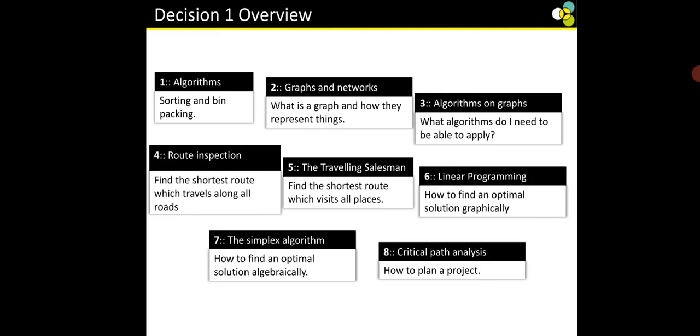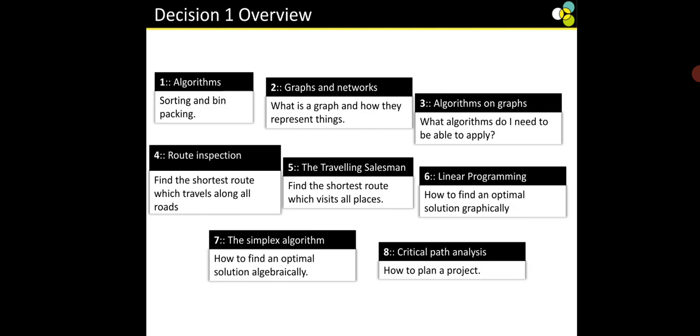We are going to see the topics of sorting, then graphs and networks, algorithms on graphs, route inspection and traveling salesman, linear programming, simplex algorithm, and critical path analysis. These are all the overview of our session.